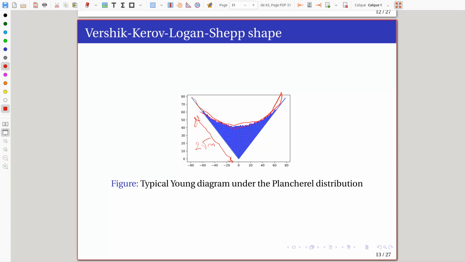So they prove a result that is much stronger than just that the longest increasing subsequence behaves typically like 2 square root of n. They really prove that if you take k increasing subsequences of maximum total length, then the sum of their lengths will behave like 2k square root of n.